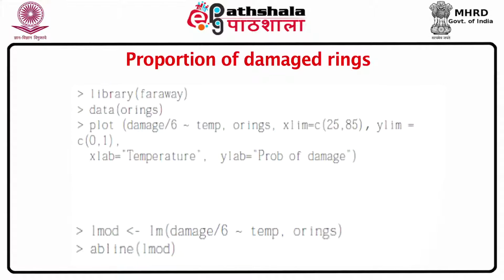So let us first begin by doing the naive analysis. To start with, I call the Faraway library and the O-rings data. I plot the data and then I fit my naive linear model where I'm looking at the proportion of damaged O-rings out of 6 and I regress this on temperature. This has been done using the lm function in R, which is used to fit the usual linear model, and I have stored it in an object called lmod. I am also plotting the regression line on the scatter plot using the command abline(lmod).